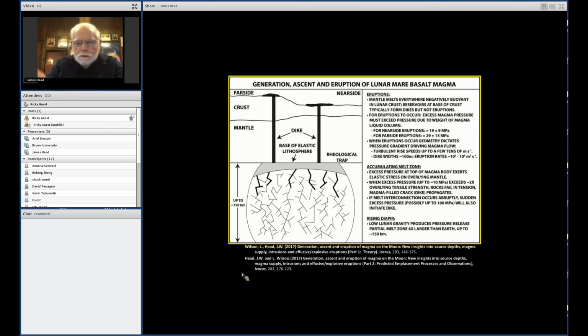And again, you can look at what types of excess magma pressure we've calculated is needed to get to the surface on the near side and the far side. These are estimates. They need to be tested. We need to sample the basalts to look at their petrogenetic aspects in all these different areas.